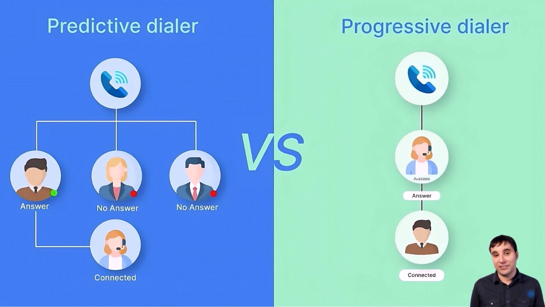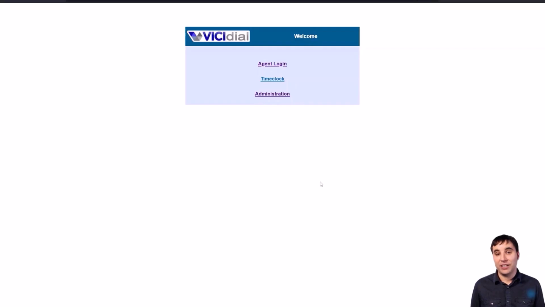Now let's learn how to set up a predictive dialing campaign in Vicidial. I highly recommend watching parts 3 and 4, as I explained in detail how to create a campaign and load leads. So I will go over these topics more quickly in this video. Let's get started. The first step is to create a campaign in Vicidial.